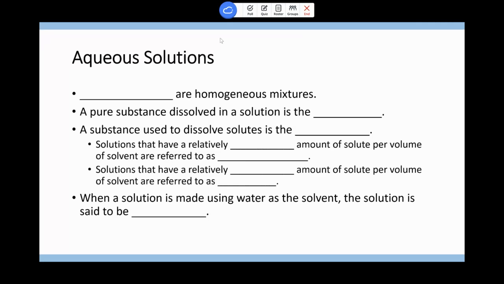You might remember from Chapter 1 that when we have something that we call a solution, that implies we have a homogeneous mixture. So a solution is a homogeneous mixture. You cannot see specific particles in the solution, but there are at least two different elements or compounds mixed together. When you have a solution, the pure substance that is dissolved in the solution is called the solute.